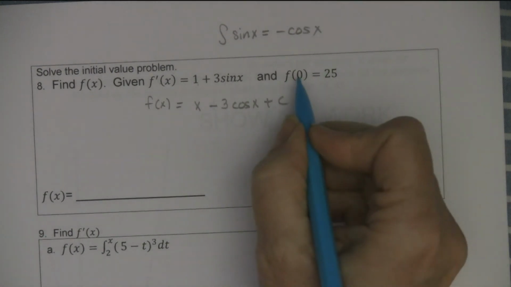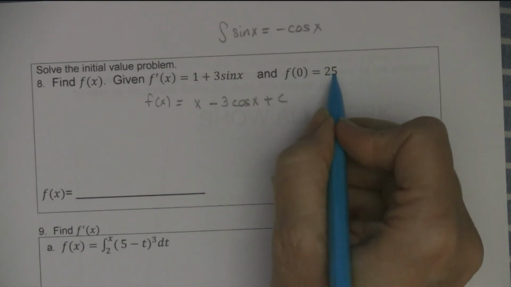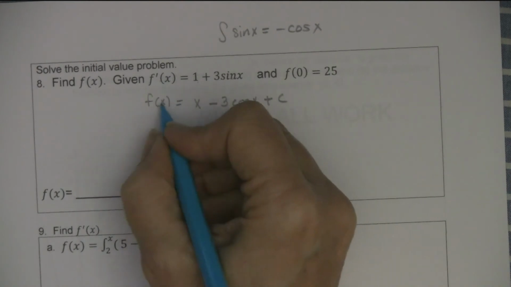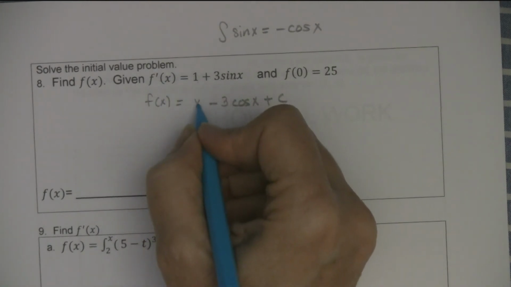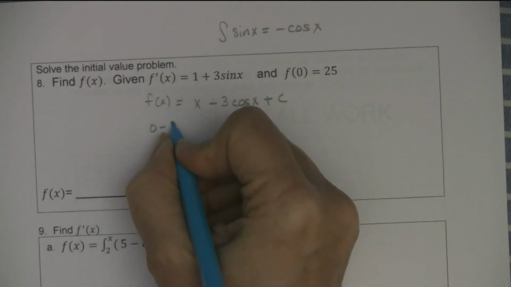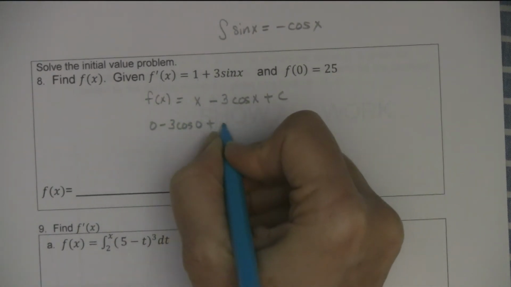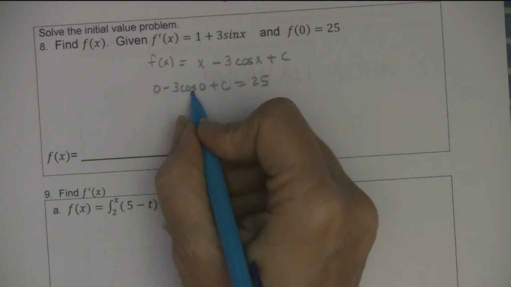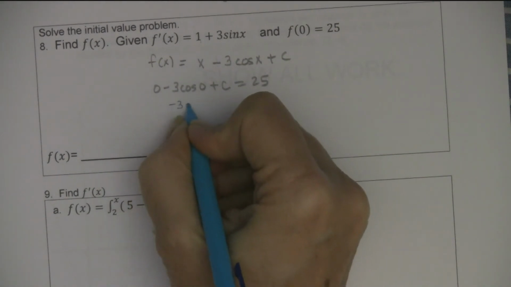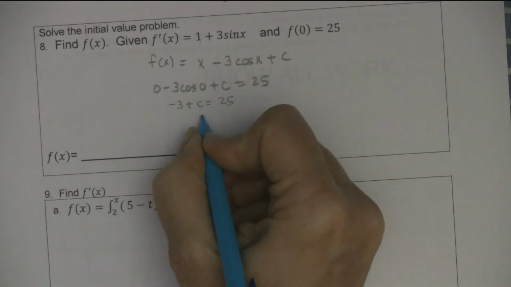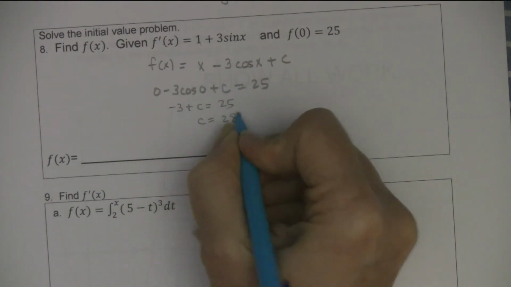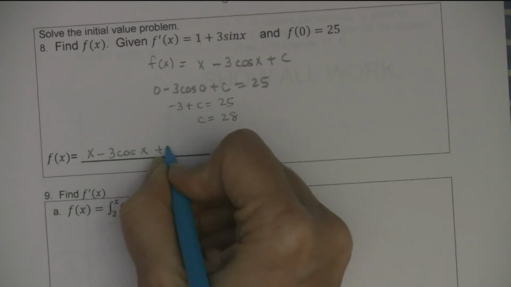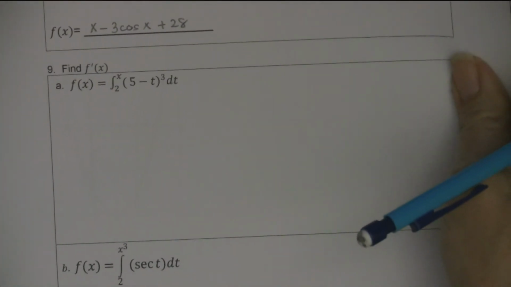And in order to help me find my c, they said when x is 0, f of x is 25. So we're going to put in 0, f of 0, and that equals 0 minus 3 times cosine of 0 plus c equals 25. Is that okay? And remember, cosine of 0 is 1. So this is minus 3 plus c equals 25. And so c equals, adding 3, 28. So my f equals x minus 3 cosine of x plus 28. And then we can go on to the next one.